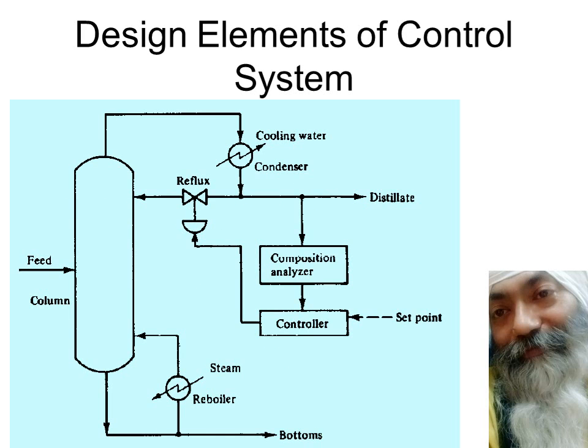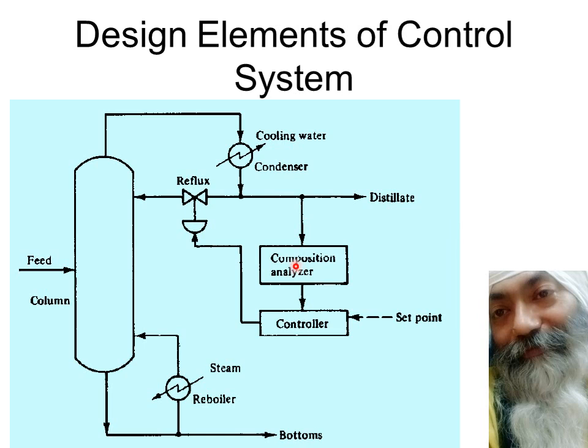So this is the case of a distillation column, and in this distillation column what we are going to do is we are going to see the output which is going out as a distillate. We are going to get the composition analyzer, see the concentration or the composition of the system, whether it is matching with the set point or not, and according to that, we open or close the amount of reflux that is going back into the distillation column to bring about the desired composition.